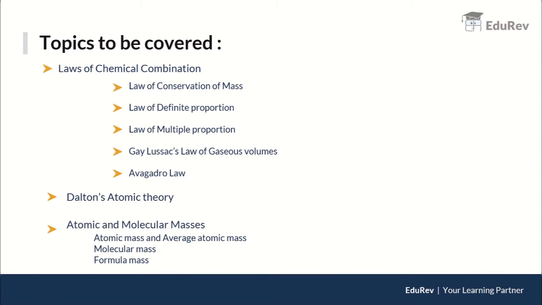Let us take a look over what topics we will cover in this lecture video. We will be talking about laws of chemical combination. It is based on 5 basic laws which we will discuss one by one. And then we will talk about Dalton's atomic theory. And after that we will talk about some key terms like atomic mass, average atomic mass, molecular mass, formula mass.